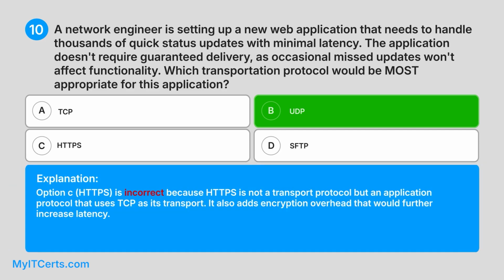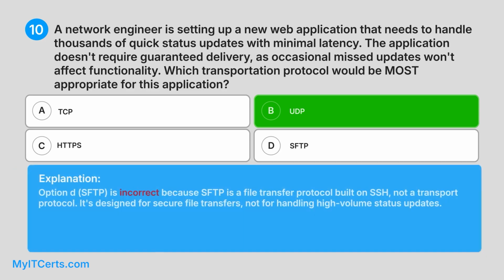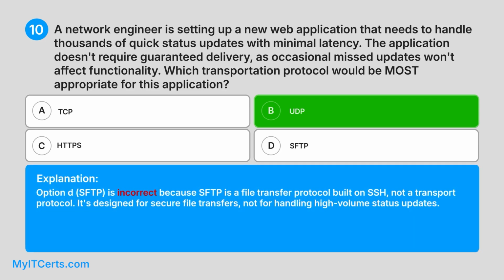Option C, HTTPS, is incorrect because HTTPS is not a transport protocol, but an application protocol that uses TCP as its transport. It also adds encryption overhead that would further increase latency. Option D, SFTP, is incorrect because SFTP is a file transfer protocol built on SSH, not a transport protocol. It's designed for secure file transfers, not for handling high-volume status updates.